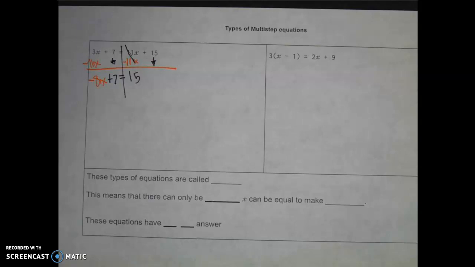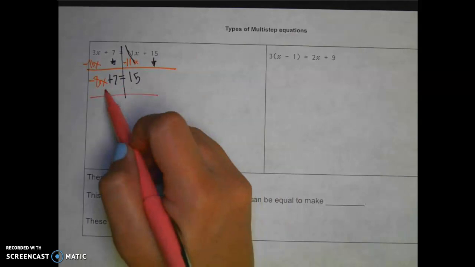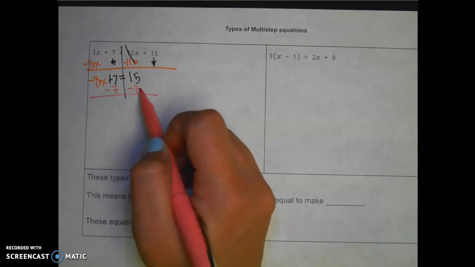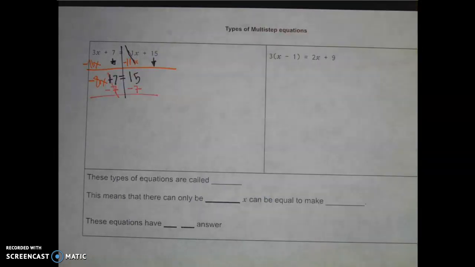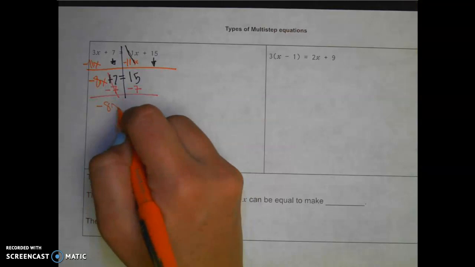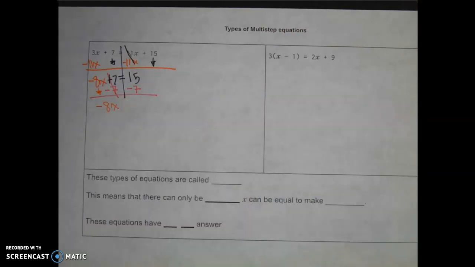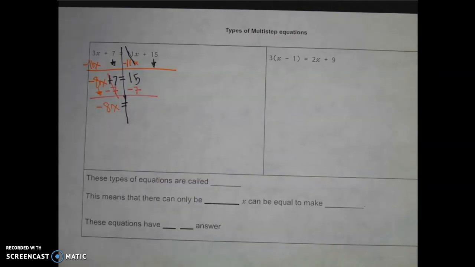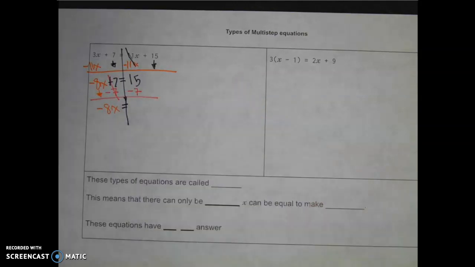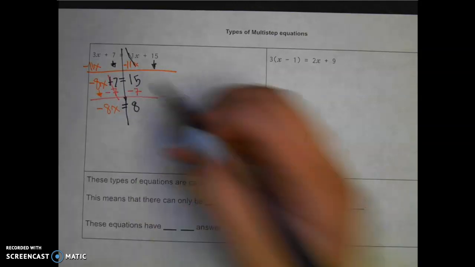Now we need to get x by itself, a two-step equation, right? So I need to subtract this 7 from both sides to get this negative 8x alone. 7 minus 7, 0. And I'm left with negative 8x. And remember, feel free to pause this video at any point. 15 minus 7 is what? Yep, 8. So now I have 8 over here.